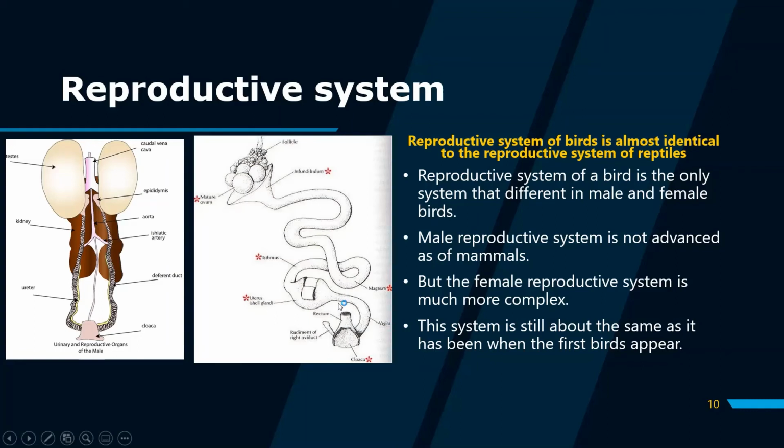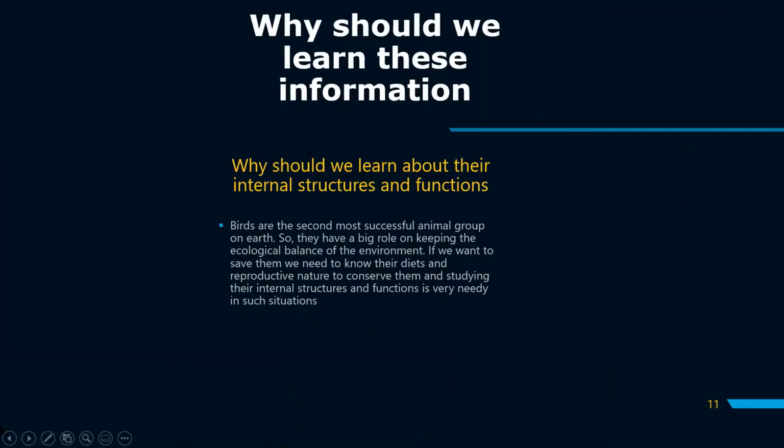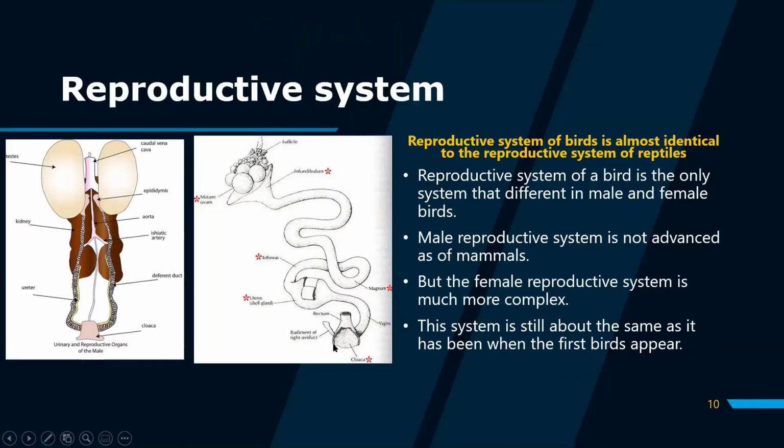And yes, it passes through the vagina and comes to the cloaca, and that's when the female birds lay the egg. Relatively, this system is much simpler than that of mammals. And this is also one of the systems of birds that is still unchanged since they first appeared.